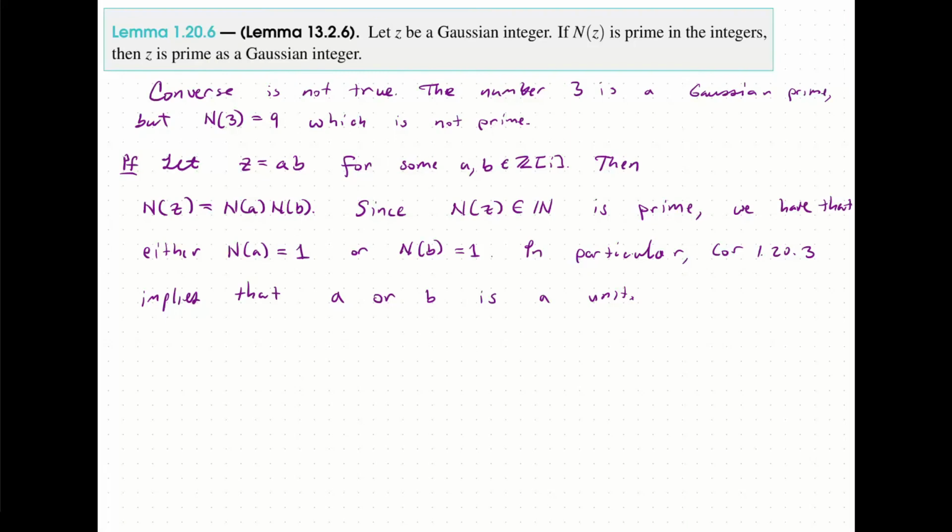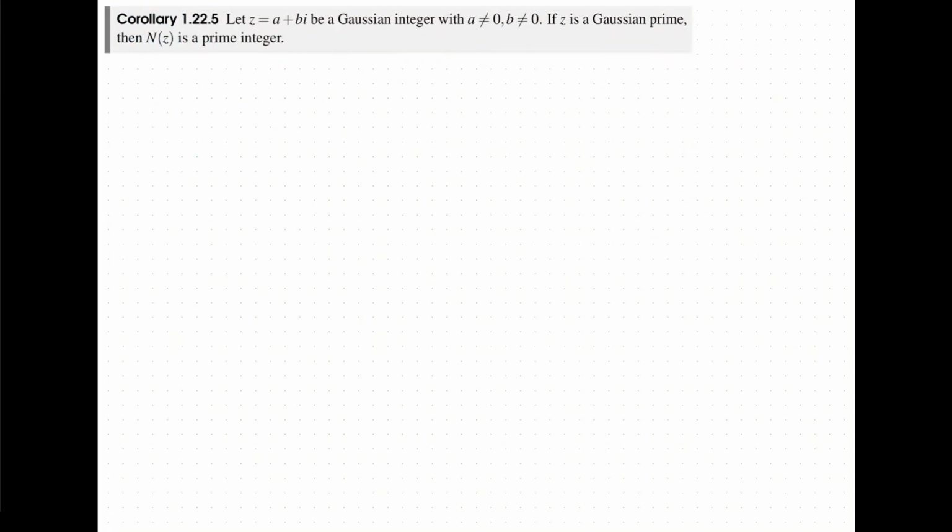So in an earlier lesson, we saw that if we had a Gaussian integer and we knew that the norm of that Gaussian integer was prime in the integers, then the Gaussian integer had to be prime as a Gaussian integer. And so now, with what we just proved for the fundamental theorem of arithmetic for the Gaussian integers, for homework, you will be tasked with proving the following partial converse to that statement. Specifically, if we have a Gaussian integer a plus bi, with a not equal to 0, b not equal to 0, if z is a Gaussian prime, then the norm of that Gaussian integer is prime as an integer. And so you can use the fundamental theorem of arithmetic to prove this result.